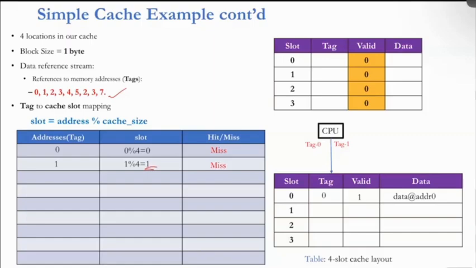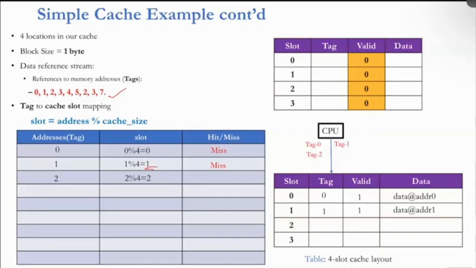Then the cache placement policy applies. This block 1 is fetched from the main memory and a copy is loaded into slot 1, the valid bit is set to 1, and the tag is 1. For the next block, block 2, which slot is assigned? 2 modulo 4 is equal to 2, so the second slot is assigned for block 2.